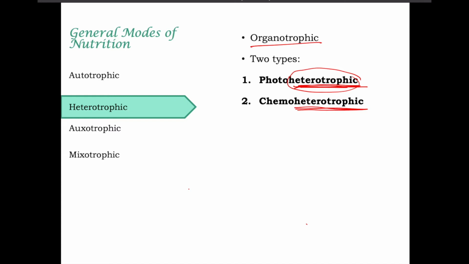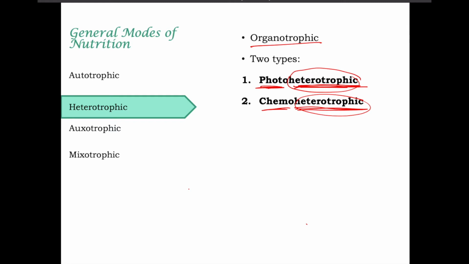Now, for your photoheterotrophic, they use light to digest the organic food that they have eaten. For the chemoheterotrophic, they also eat the food, but they use chemical energy to digest the food. The same pathway to produce ATP as your autotrophic organism that we mentioned earlier. The oxidation reaction that we have.